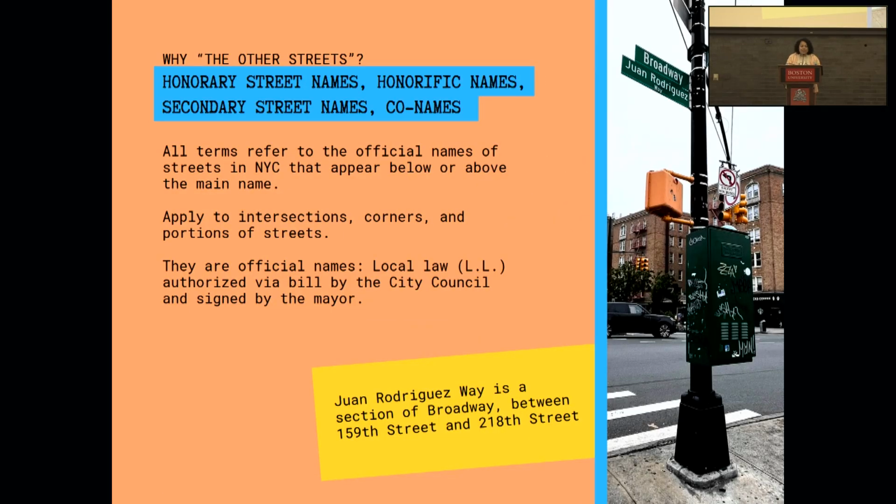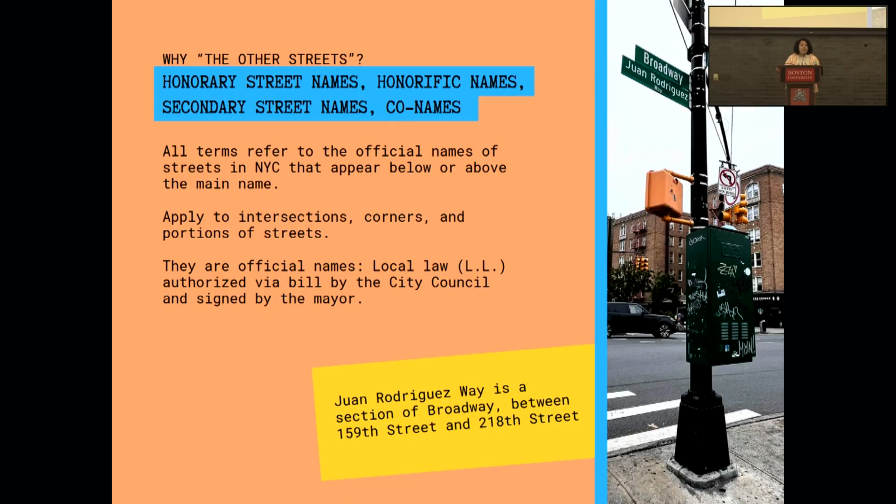So why the other streets? I decided to name them the other streets because we sometimes don't know about those streets so much while we live in New York, and they are not in the map actually. In the OSM map, I have not seen them, and the thing is that these names are honorary street names, honorific names, secondary street names, or co-names. These terms refer to the same thing.